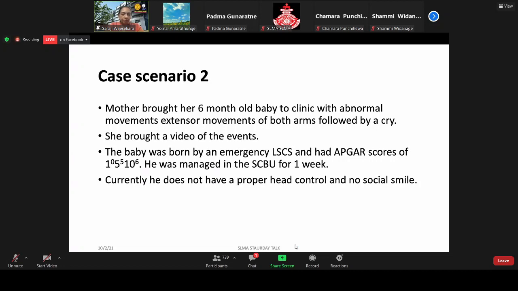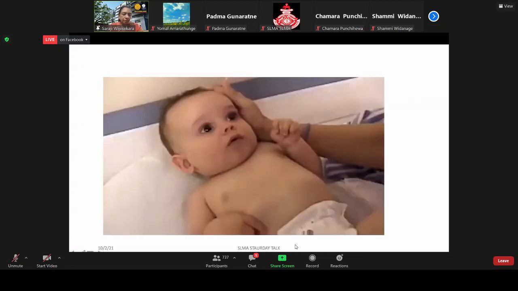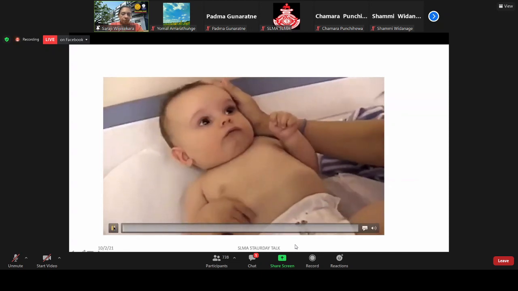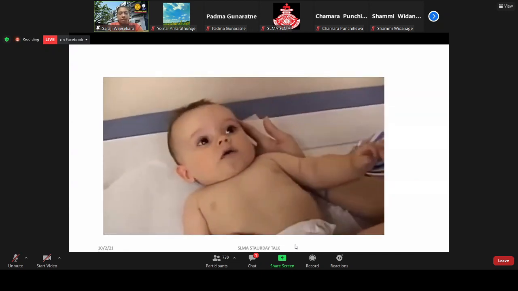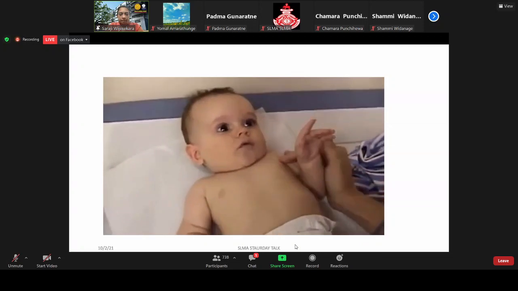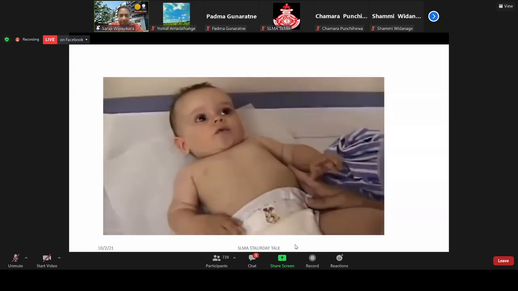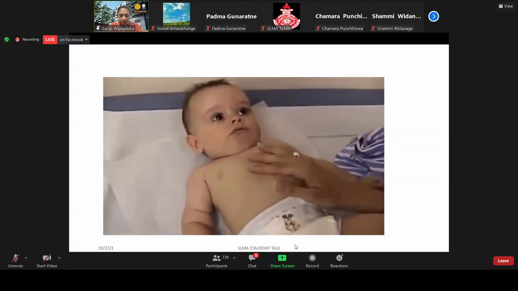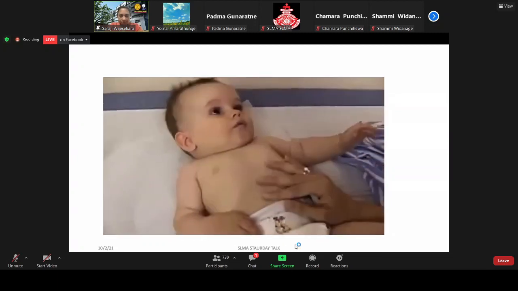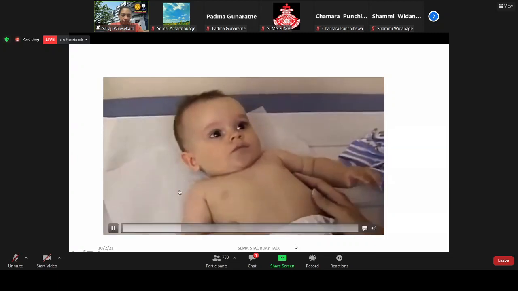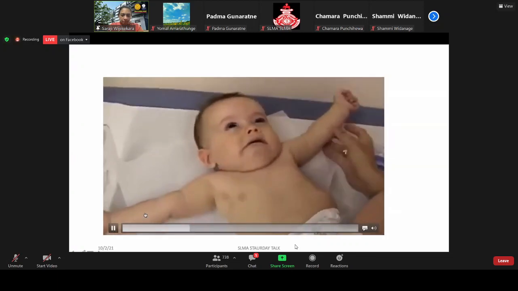He was managed in the SCBU for 1 week. Currently, he does not have proper head control and no social smile. So there is a delay in his development, a 6-month-old baby. So if I show you this video, I hope it's running well. You can see that this child is having some extensor spasms with eyes going up and then some discomfort in the mouth. He does it for a couple of minutes.